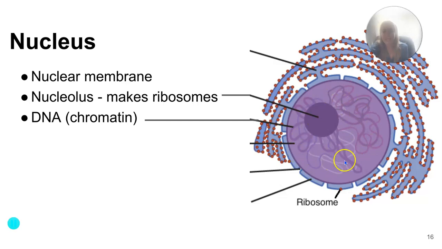Now, DNA doesn't look like it's in its double helix form right here, but if I was to get a closer look, you would definitely see that double helix. We call this loosely jumbled, spaghetti-like DNA chromatin.